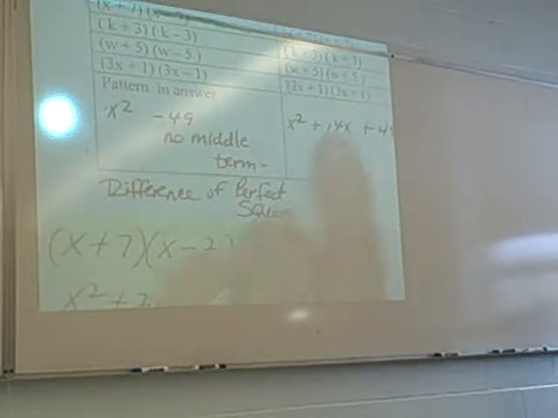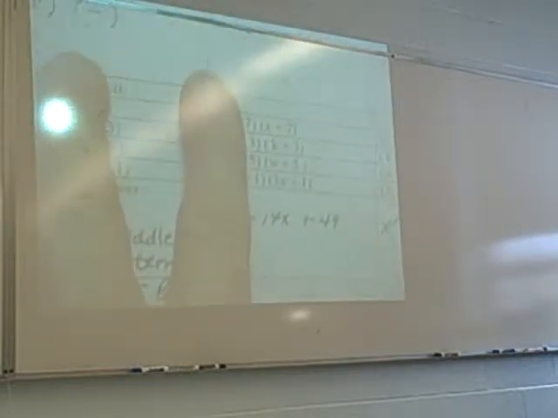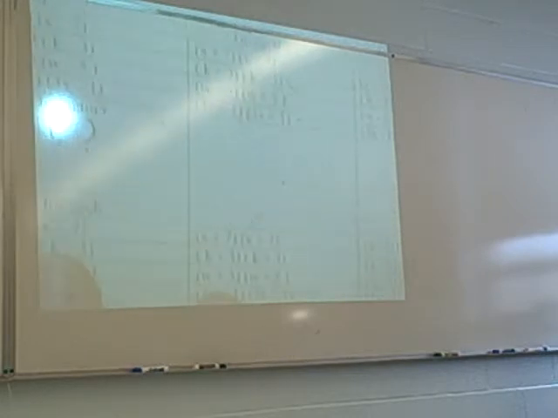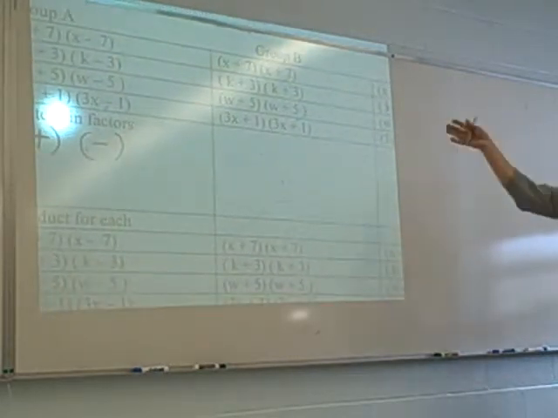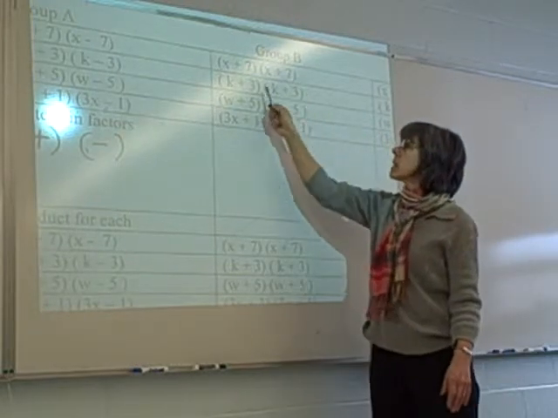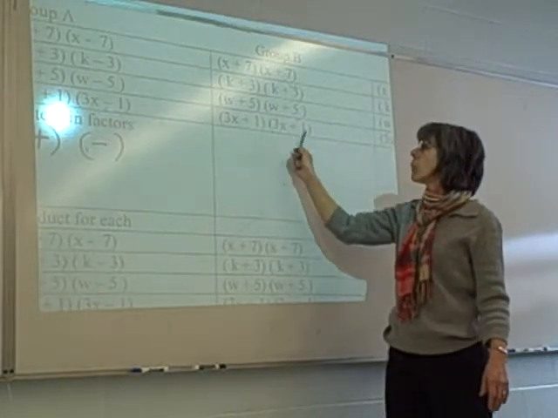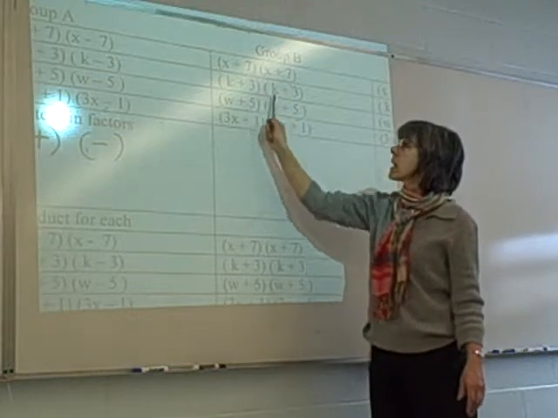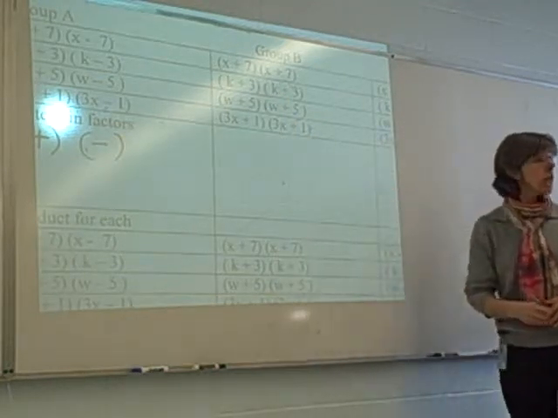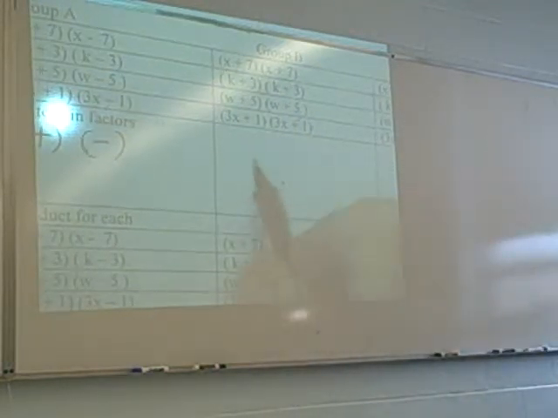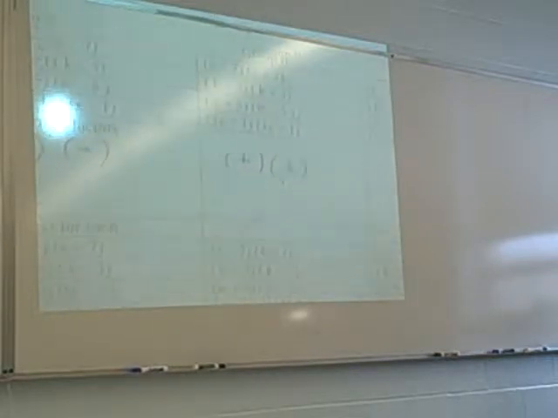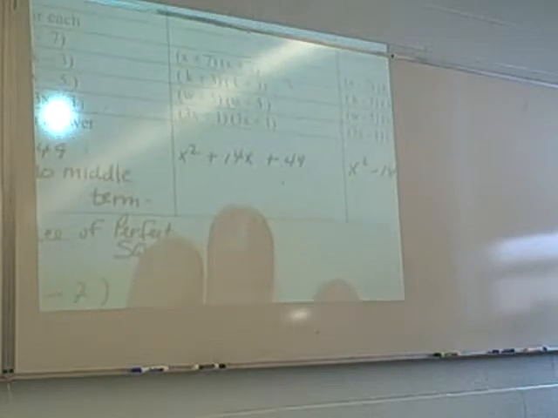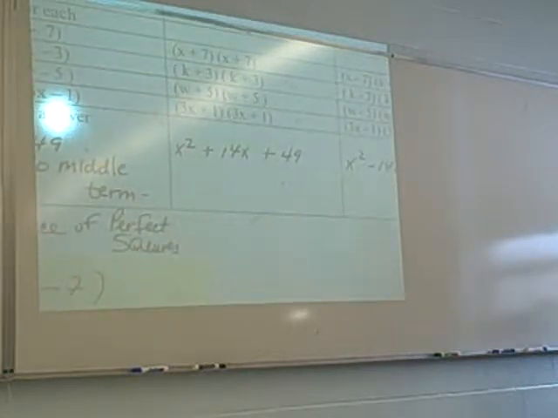Okay? And in this case, let's look at group B. And in group B, we saw again that the numbers were the same. +7, and we're dealing with a 7 and a 7, a 3 and a 3, 5, 5, 1, 1. The first terms are the same. And this time the pattern is what? They're both positive. Okay?